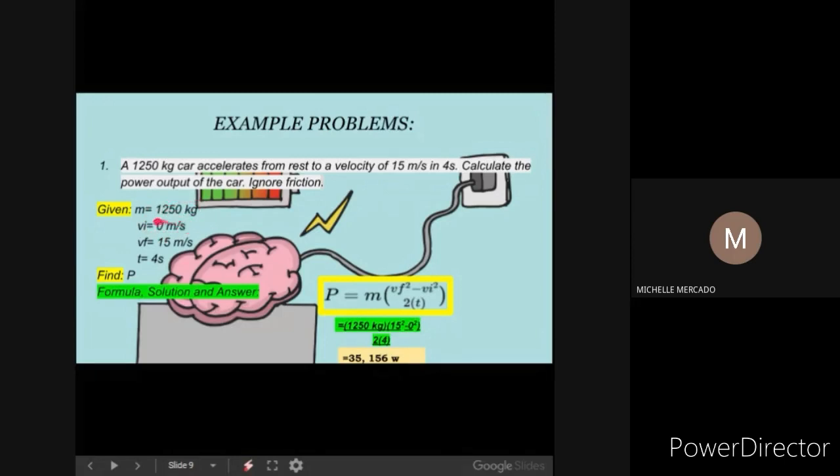Initial velocity is 0 meter per second because the car accelerates from rest. So, nag-umpisa po siya from rest to a velocity of 15 meter per second. So, because the car accelerates from rest, that's why the initial velocity is 0 meter per second. Then, the final velocity is 15 meter per second. Then, the given time po natin is 4 seconds. Then, we're going to find the power.